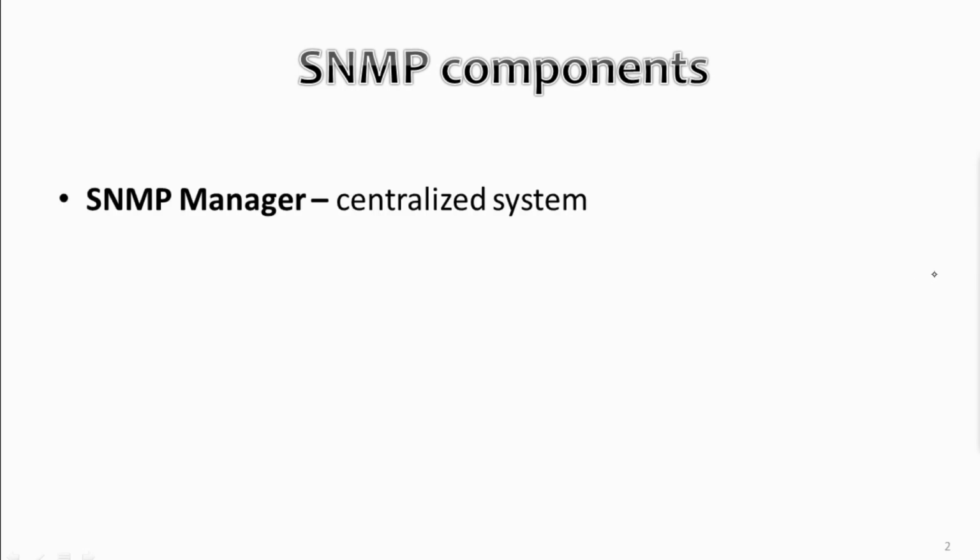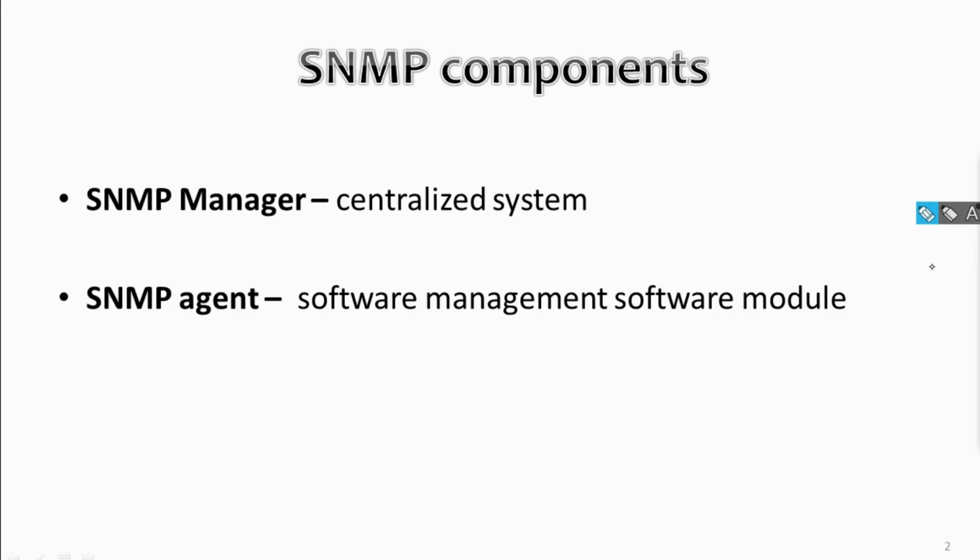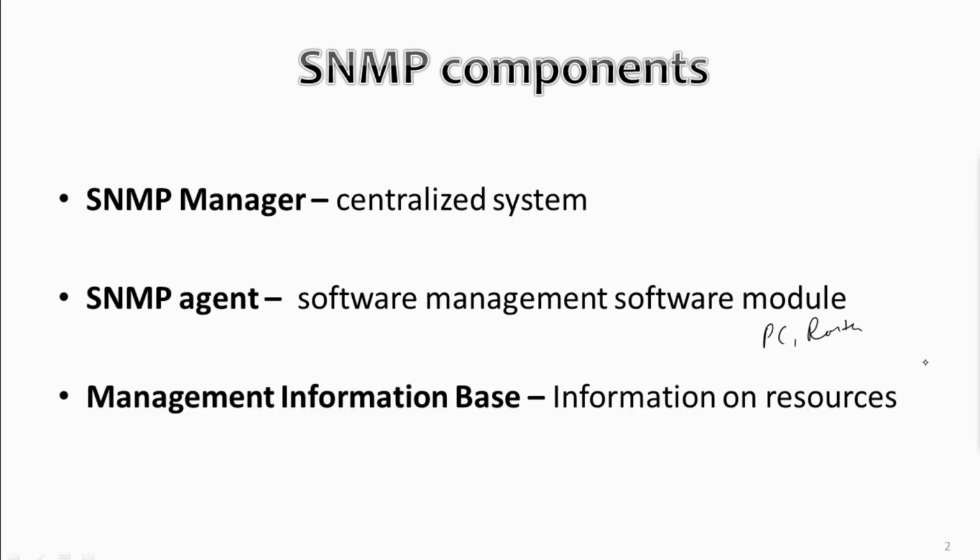So moving on, let's first look into the SNMP components, as SNMP has three main components. At first, we have the SNMP Manager. It is a centralized system used to monitor the network and is also known as the Network Management Station. Then second, we have the SNMP Agent. It is a management software module installed on a managed device, and managed devices can be network devices like PCs, routers, switches, servers, or so on.